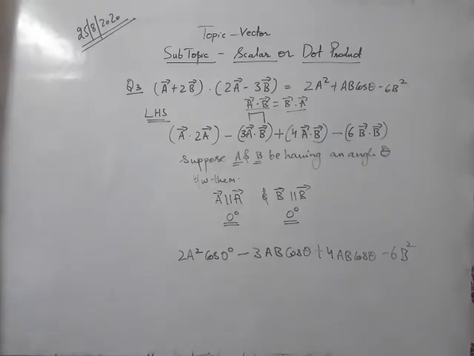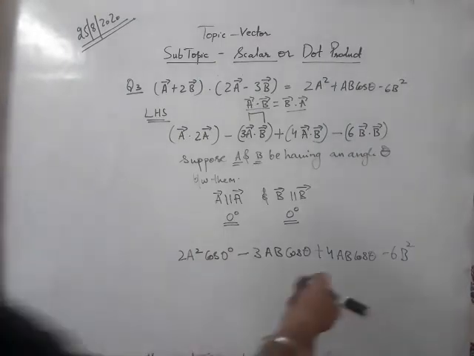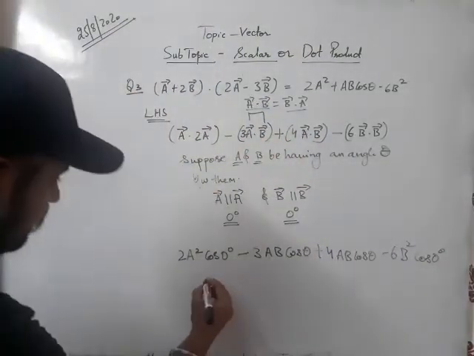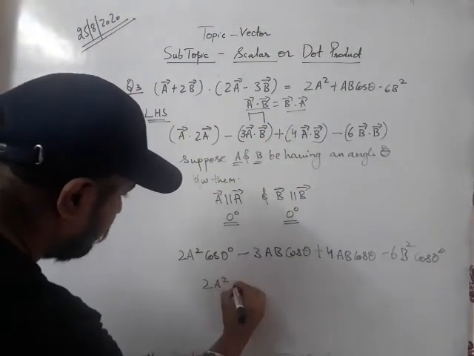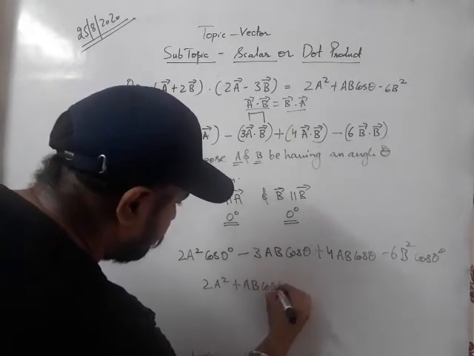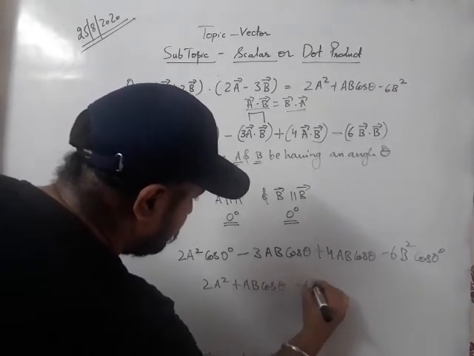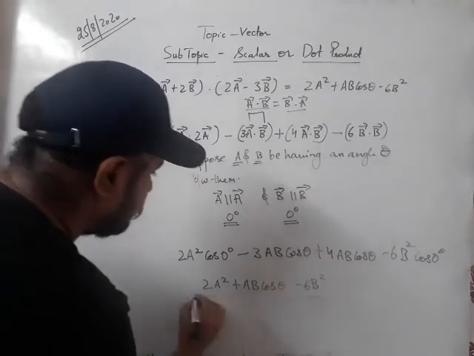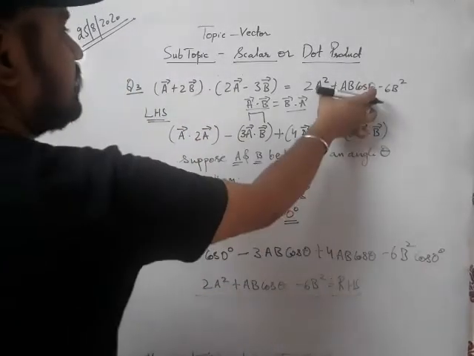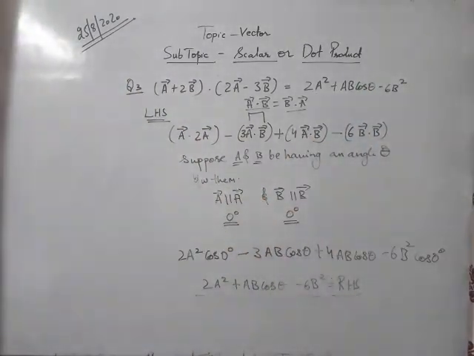So up to this we have done, and we can write over here as also cos 0 degree. So cos 0 degree is 1, so it will be 2A square plus AB cos theta minus 6B square. This is equal to the right hand side of our question, which we have to prove. So we have proved it.